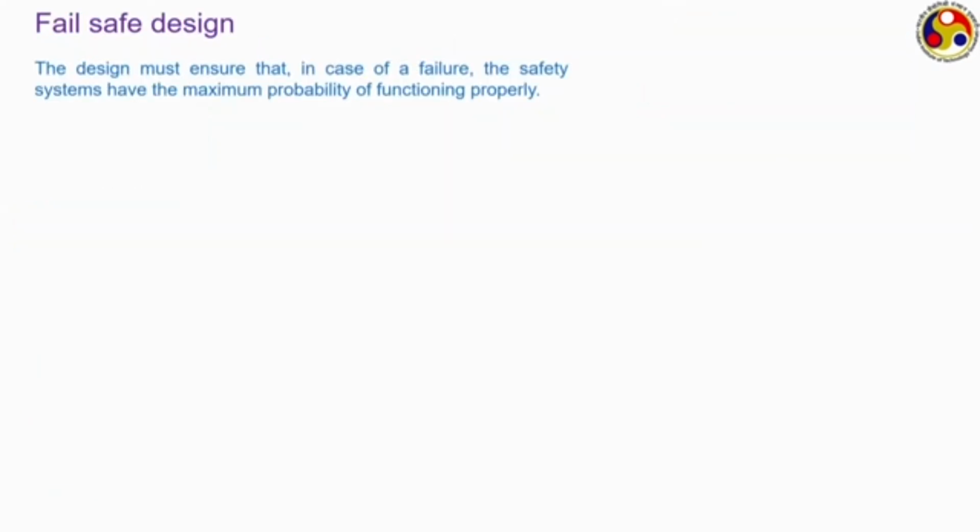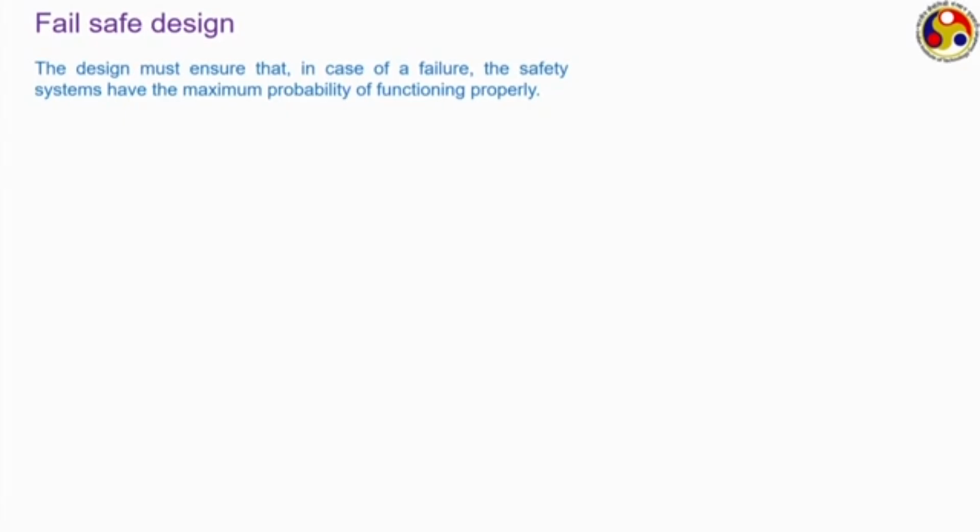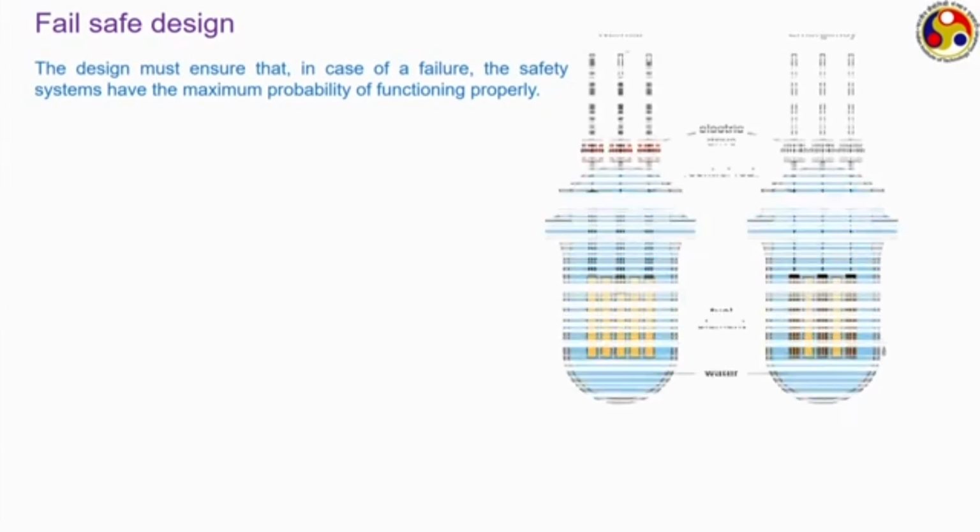Next is the fail-safe design. This term came earlier. Fail-safe refers to the instruments that we are providing for ensuring safety. In case of failure, the system must act, or it has the maximum possibility of functioning properly. It should not fail, otherwise there will be catastrophe, because we are dependent on those kinds of safety equipment to ensure the maximum probability of functioning.